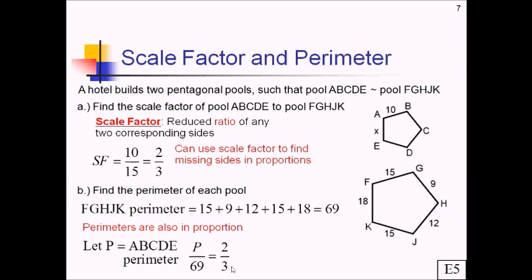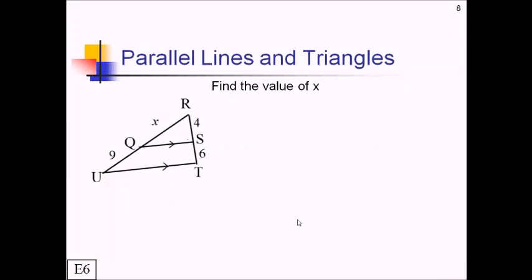Because again, we set up our scale factor by doing a side from here divided by a side from here. So pause the video and cross-multiply that out. All right, so we end up with 3P equaling 138. And then if you divide that either by hand or on a calculator, we end up with P equaling 46. A lot faster than finding all of these, right? We're going to do 2 more examples now involving triangles formed by parallel lines.